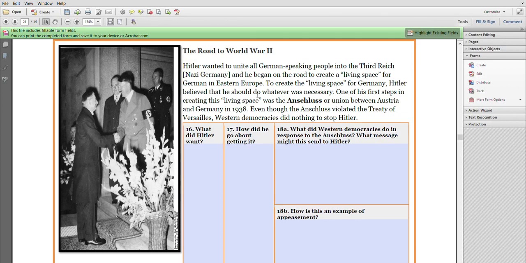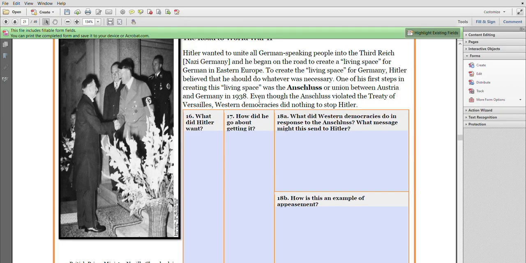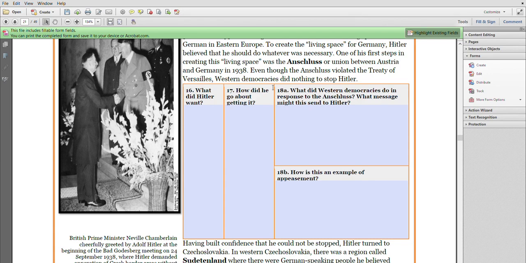One of the first steps in creating this living space was the Anschluss, or union between Austria and Germany in 1938. Even though the Anschluss violated the Treaty of Versailles, Western democracies did nothing to stop Hitler. Remember appeasement? 16. What did Hitler want?